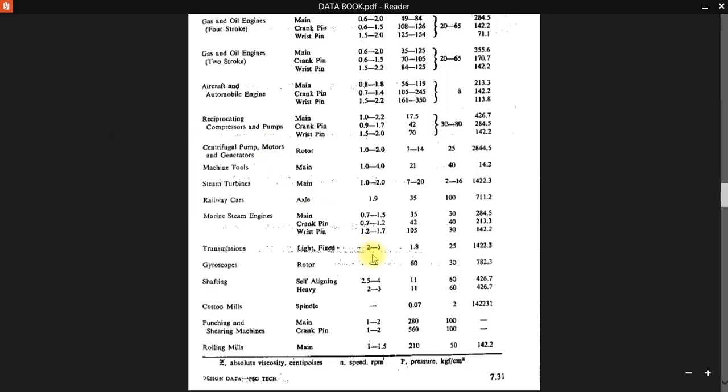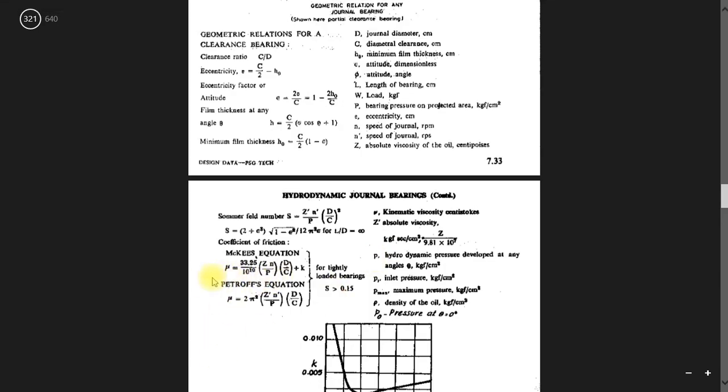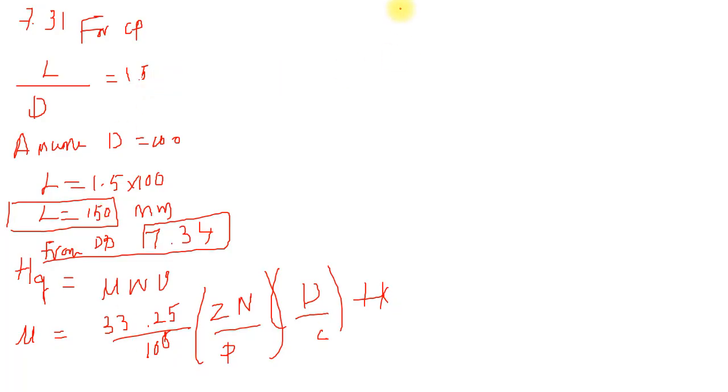If you want to look at it, we can go back to 7.34. See here, you have the formula for the mu value. So mu is equal to 33.25 divided by 10 to the power 8, Zn by P into D by C, plus K. So this is what I am having over here. Now I need to find out the value. To find it, I have to substitute and find out each and every value. Before that, I want to check whether the pressure value is up to the mark or not. For which I am going to check here.